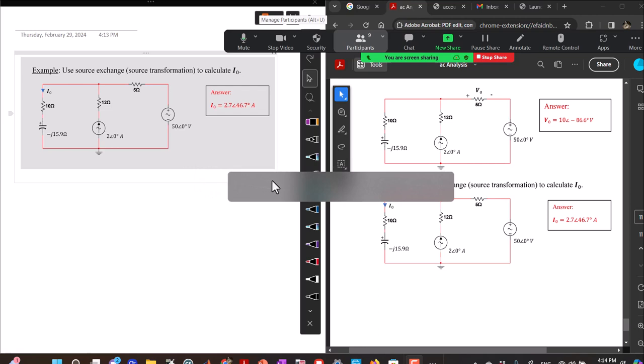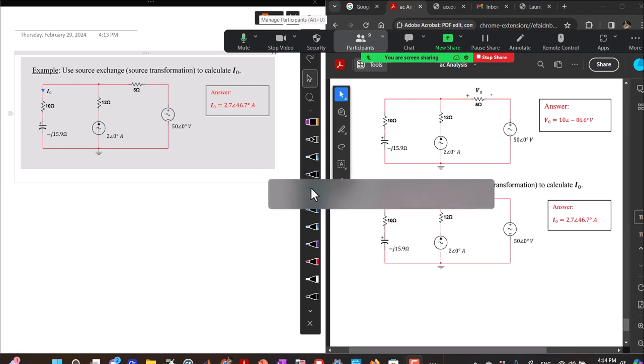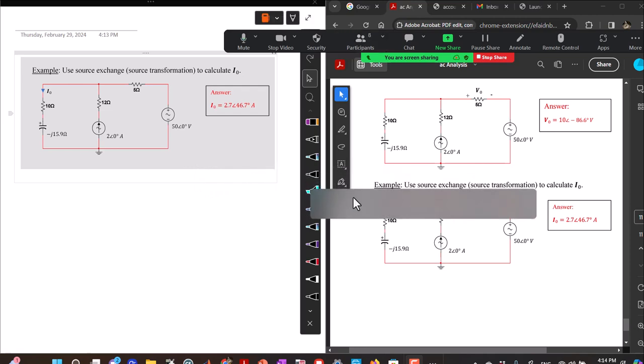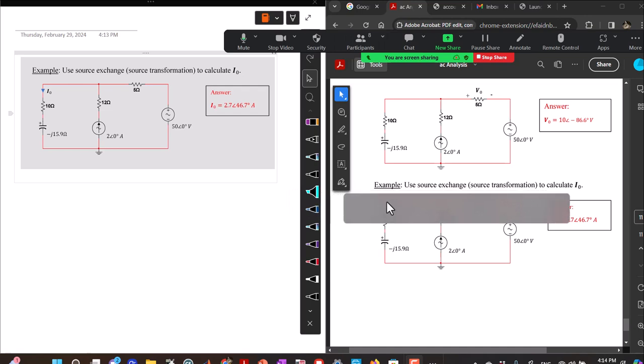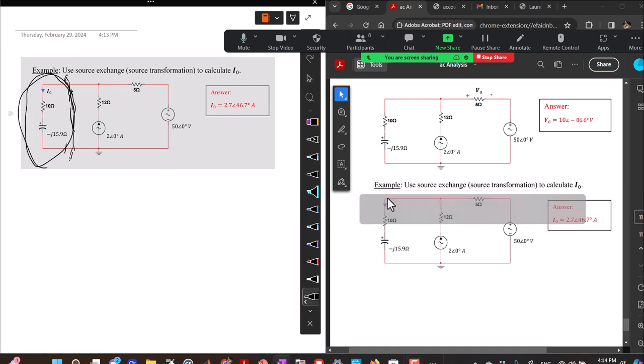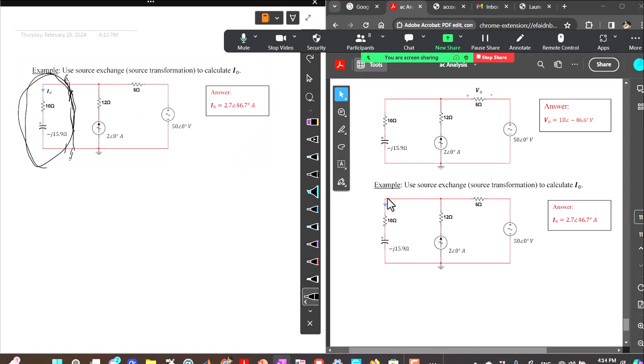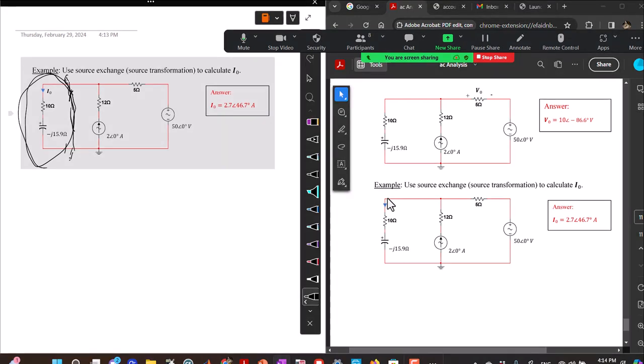Okay, so I need to be careful that I don't transform anything that's over on this side, because I don't want to transform anything that I'm trying to measure, but I can transform the other stuff. And so, for instance, I can transform a voltage source and a resistor in series to a current source and a resistor in parallel. So I'm going to do that.